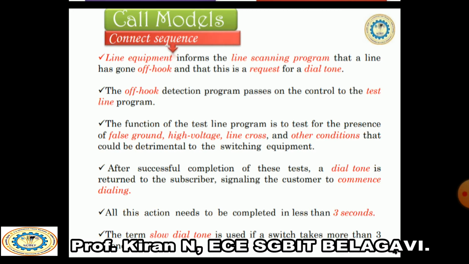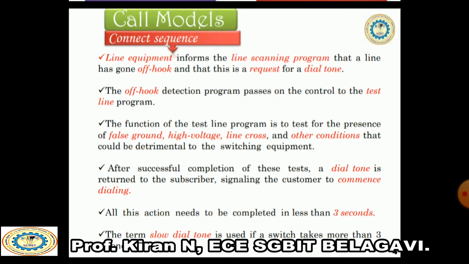Now the next step is, once the dialing starts, the dial tone is removed and a digital receiver is attached to the line equipment to receive the dialed digits. At this moment, on the other side, subscriber B starts receiving the dialed digits.